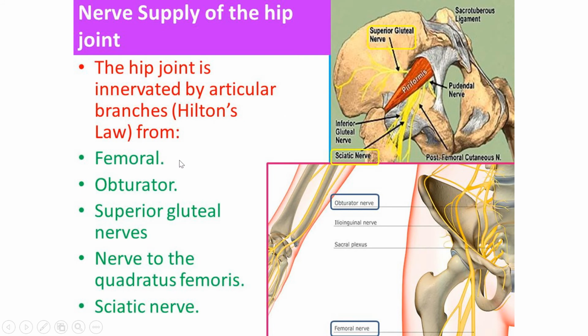So there are certain nerves: femoral, obturator, superior gluteal nerve, nerve to quadratus femoris, sciatic nerve. Right now you just have to remember these names, but later on, when you further discuss the different muscles and different nerves, you will have a better understanding of what Hilton's law actually is. But for right now, Hilton's law states that whenever any muscle crosses any particular joint, the nerve supply of that muscle also supplies the joint as well.